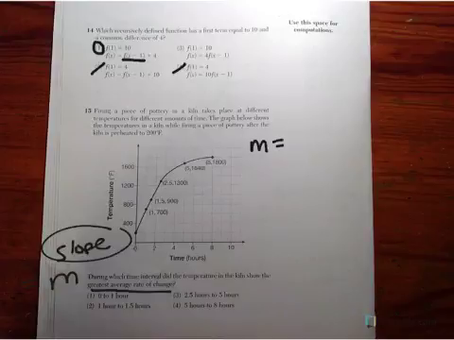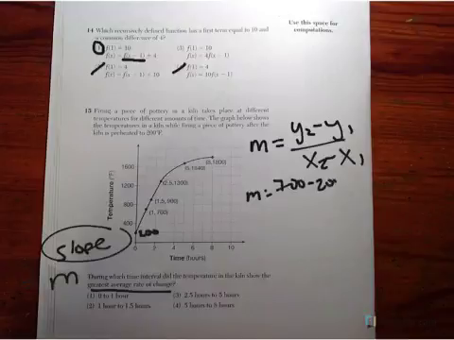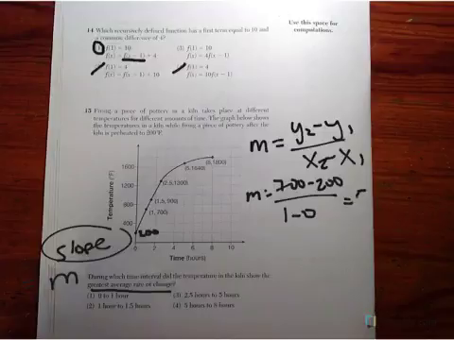So, your slope formula is your y2 minus y1 over x2 minus x1 to go from 0 to 1 hour. Well, we're starting at 200, and so your change in y is 700 minus 200 divided by 1 minus 0, so that will give you 500 as a slope.